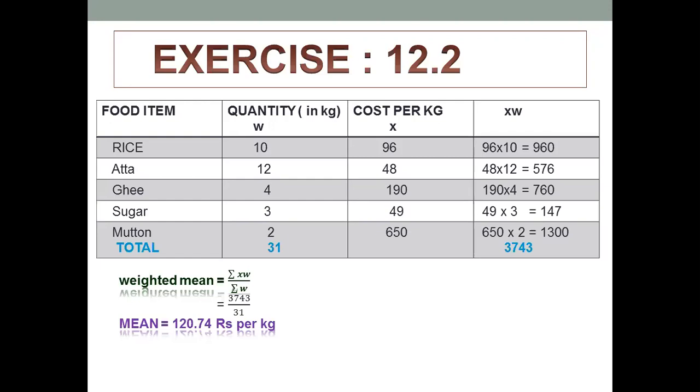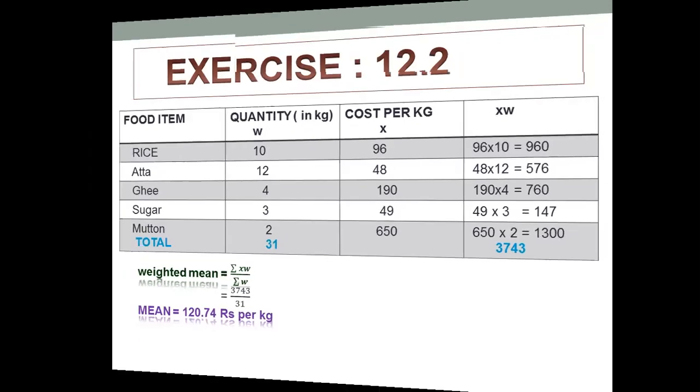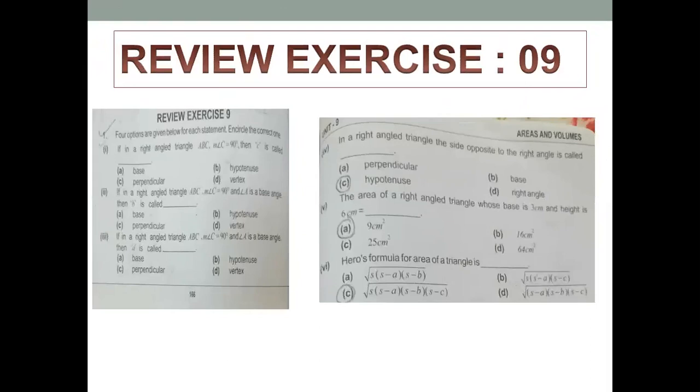Now you add the column of W, all the values written under W, and the sum is 31. We divide 3743 by 31 and the weighted mean becomes 120.74 rupees per kg. We calculate the average of all the items. Here we finish exercise 12.2.